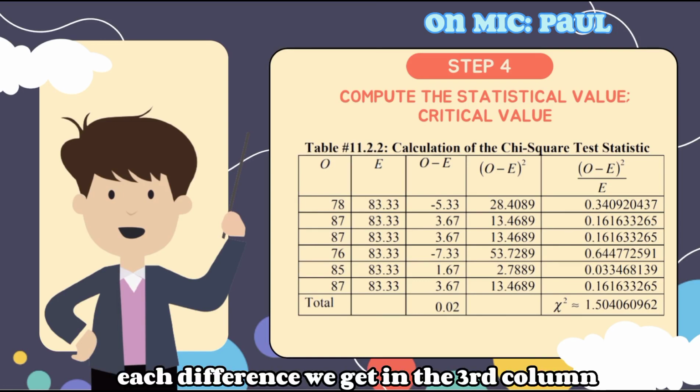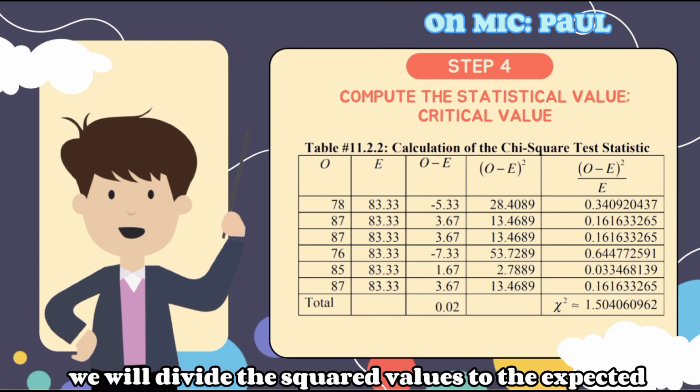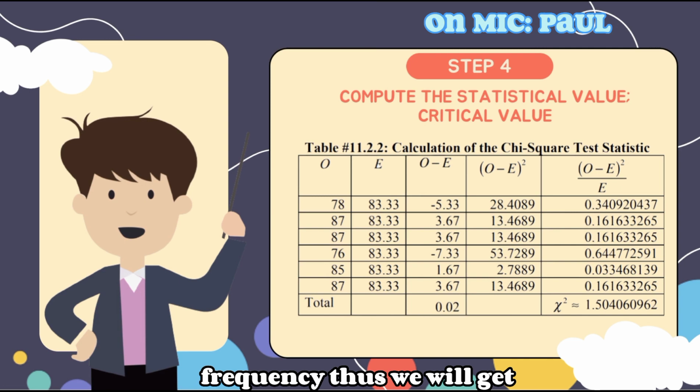Now, we will square each difference we get in the third column, which results in 28.4089, 13.4689, 13.4689, 53.7289, 2.7889, and 13.4689. For the final column, we will divide the squared values by the expected frequency. Thus, we will get 0.34, 0.16, 0.16, 0.64, 0.03, and 0.16.